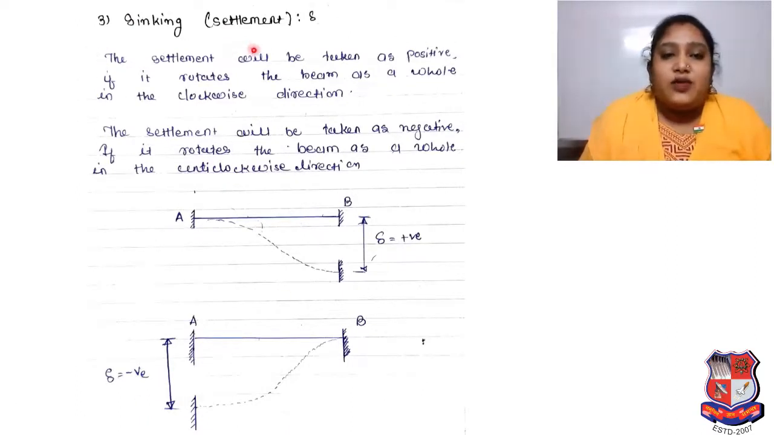Now sinking means settlement, or we can say delta, deflection. So the settlement will be taken as positive if it rotates the beam as a whole in the clockwise direction. Okay, right. Here you can compare this with that B. The settlement will be taken as negative if it rotates the beam as a whole in anti-clockwise direction. You can observe this beam.